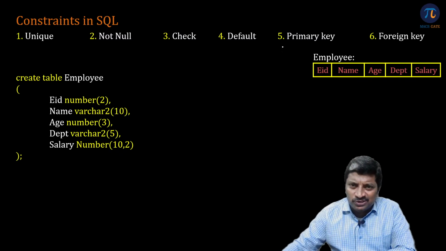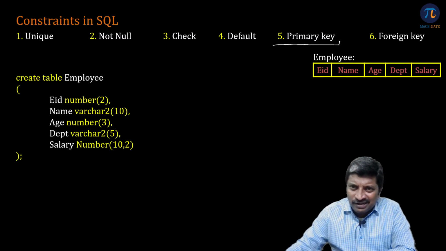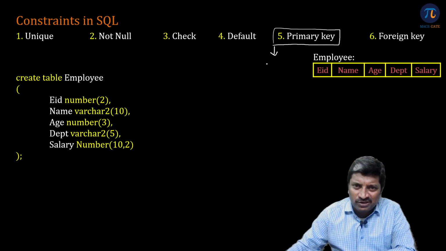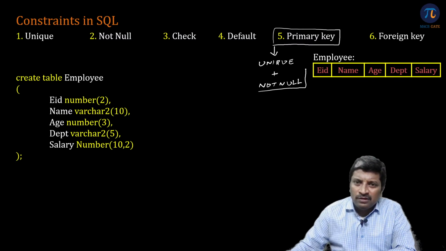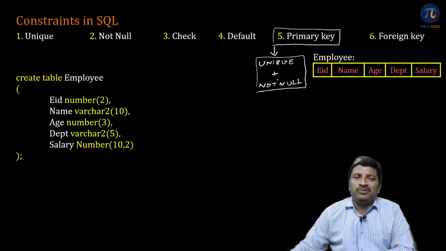Now the main stories are the main heroes, primary key and foreign key. These are the 2 main heroes, sir. What is primary key, sir? We have seen it so many times. It needs to satisfy 2 constraints. First of all, it must be unique. The second one is it must be not null. Or any one of the candidate keys we will designate as a primary key.